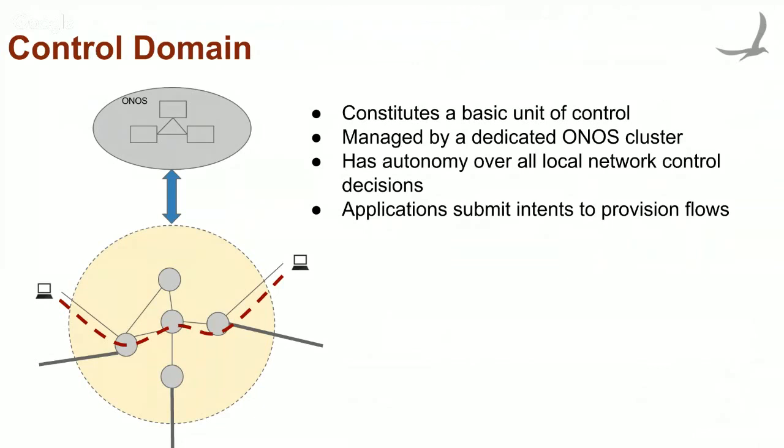And the way someone would provision network connectivity in this network is by submitting intents, basically using the northbound APIs, intents, flow objectives, and interacting with the controller cluster to do that. So that's the definition of a control domain. You'll keep hearing this again and again, but this is what I mean by that.